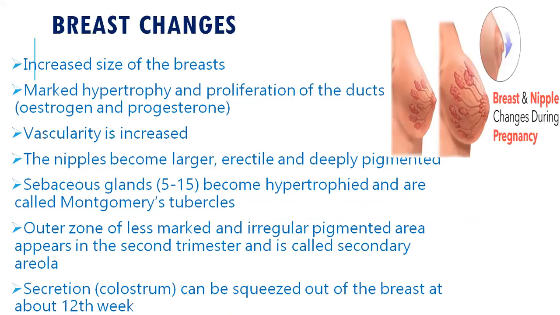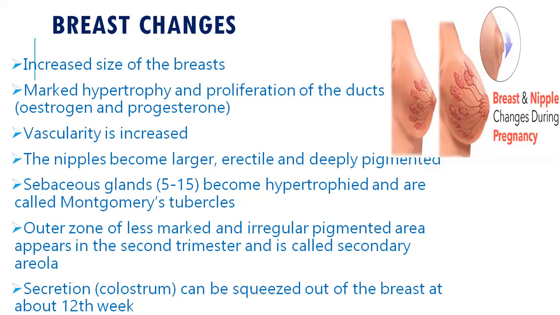So that is the changes in the uterus. Now, some changes are also occurring in the breast during pregnancy. In pregnancy, there is an increase in the size of the breasts. There is marked hypertrophy and proliferation of the ducts under the influence of the hormone estrogen, and vascularity is also increased.